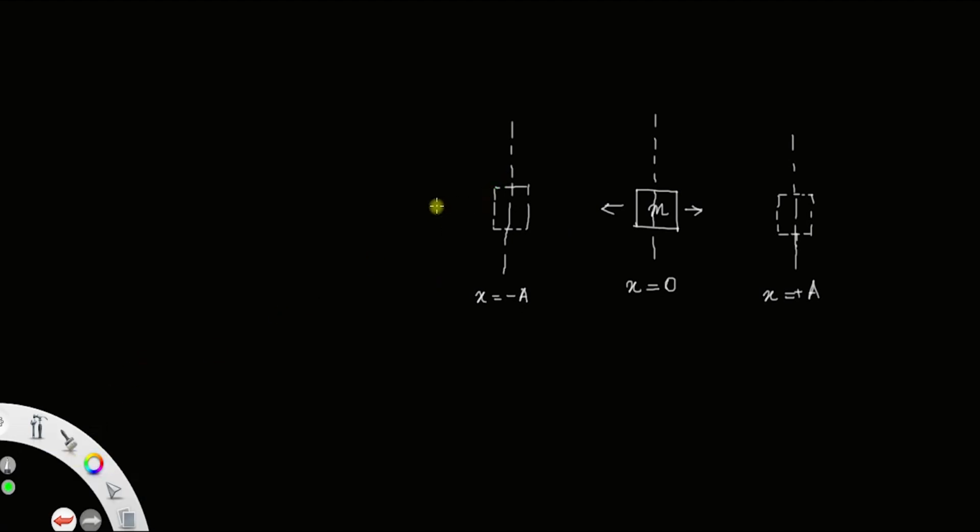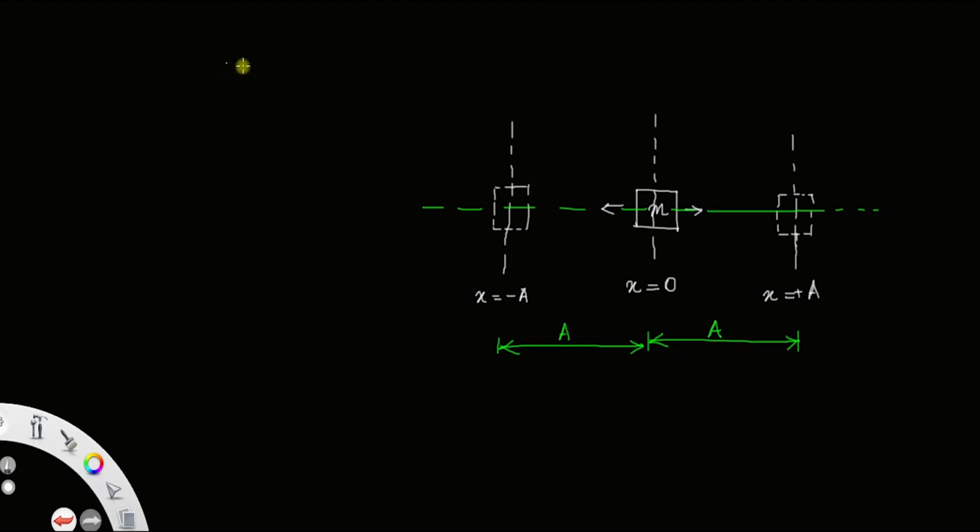Let us draw a horizontal line for convenience. So the distance from O to A, we are just considering the magnitude, is a, where a means the amplitude. Also, the distance between the mean position and the left extreme is also a. Keep that in your mind.